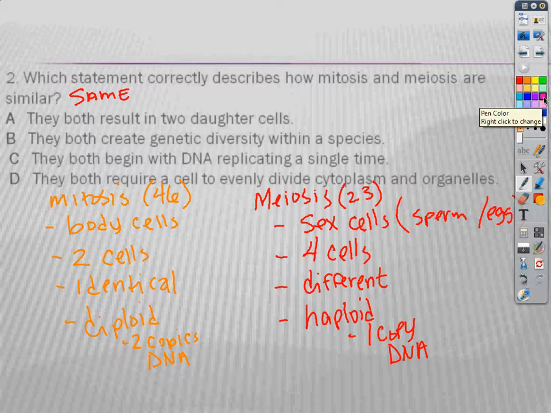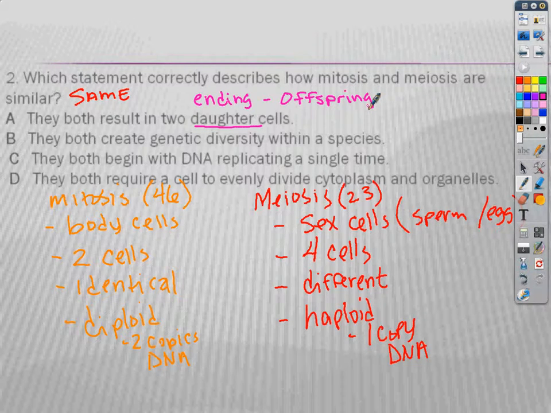So here's a good comparison, and this is stuff you need to understand because a lot of the questions will be based off just these 4 comparisons between the 2 stages. So if we look at the choices, they both result in 2 daughter cells. Daughter cell you'll see all throughout. That's just the ending cell, the offspring of this original cell. Well, they both result in 2. Which one results in 2? Mitosis results in 2. Okay, so that means A is wrong.